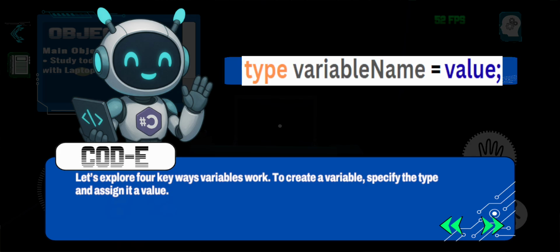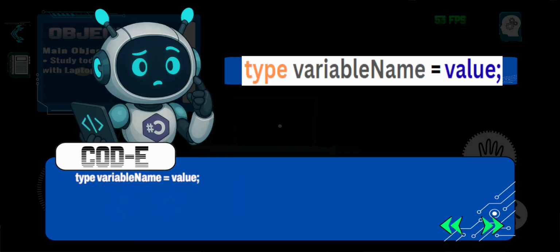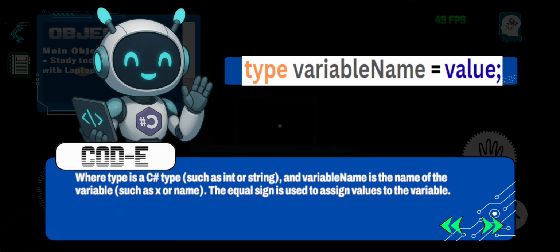Let's explore 4 key ways variables work. To create a variable, specify the type and assign it a value: type variableName = value; where type is a C# type, such as int or string, and variableName is the name of the variable, such as x or name. The equal sign is used to assign values to the variable.